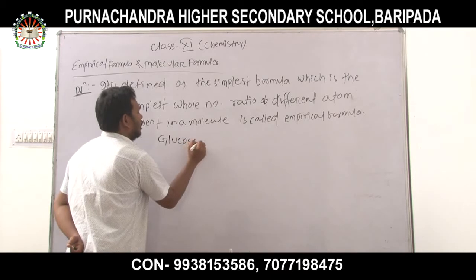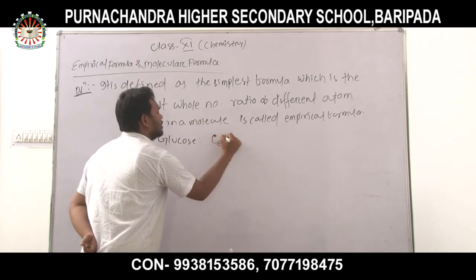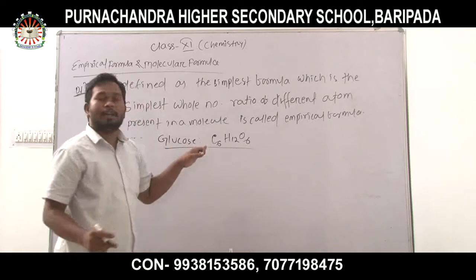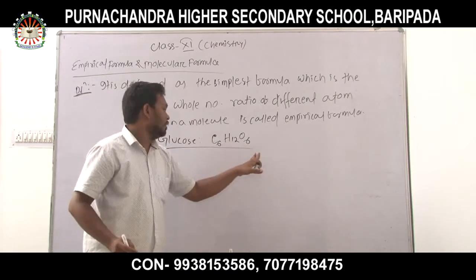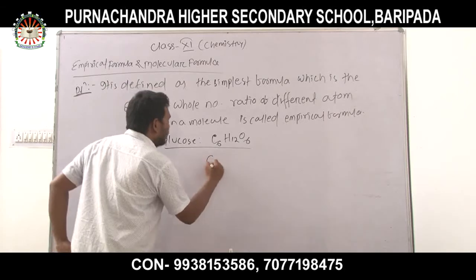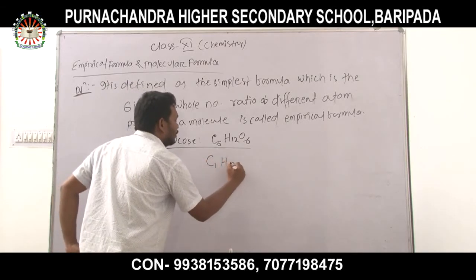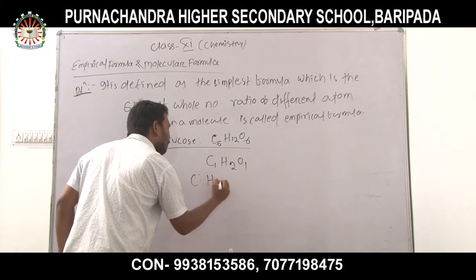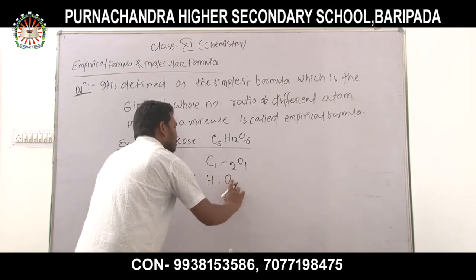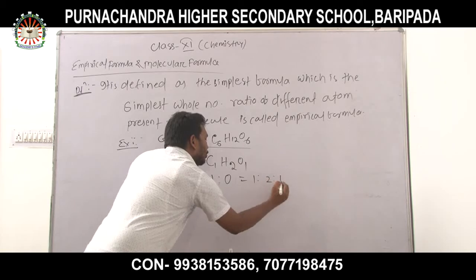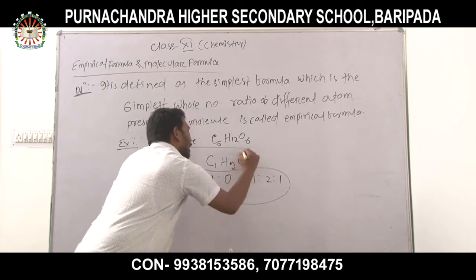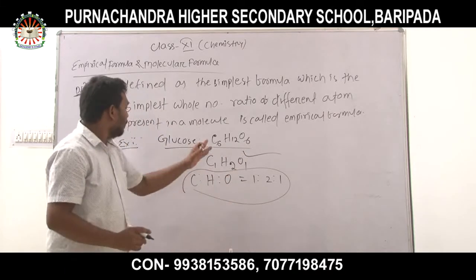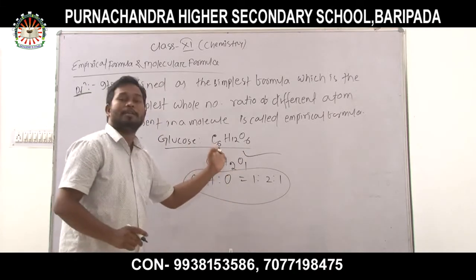Again, glucose. Its molecular formula is C6H12O6. But its empirical formula is C1H2O1, that is, the ratio 1:2:1. That is the empirical formula and it is the simplest whole number ratio of different atoms present in that substance.